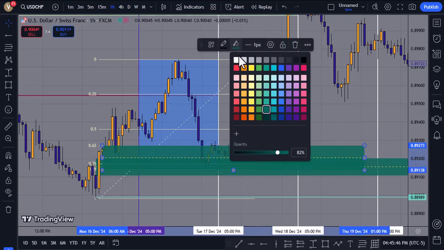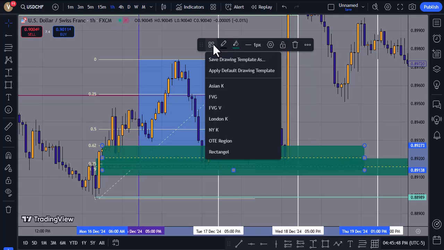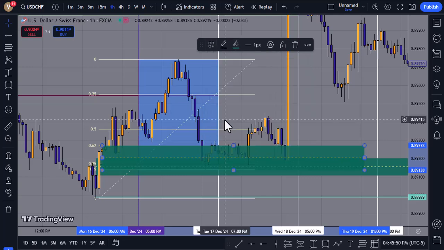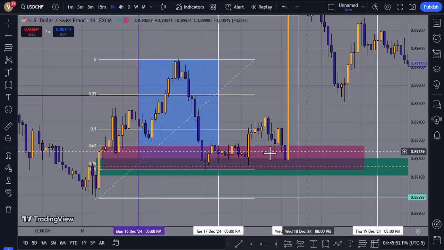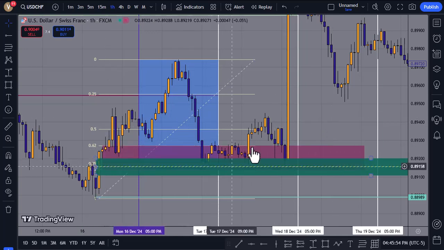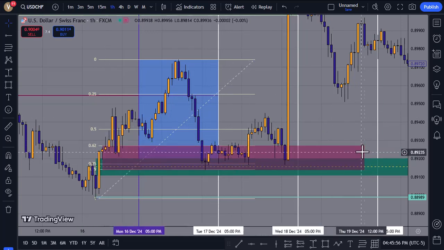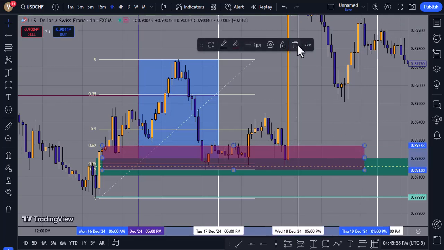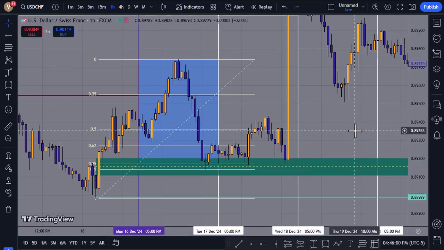I can change it to, okay, so that region is my OTE level. So whenever price gets into this region, I'm interested, I want to participate. But let me remove it. So the OTE region and the fair value gap region align, making a whole lot of sense to me.